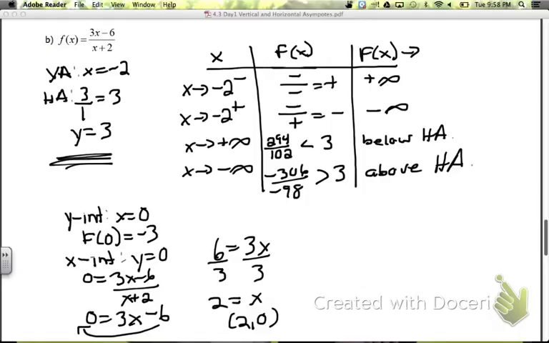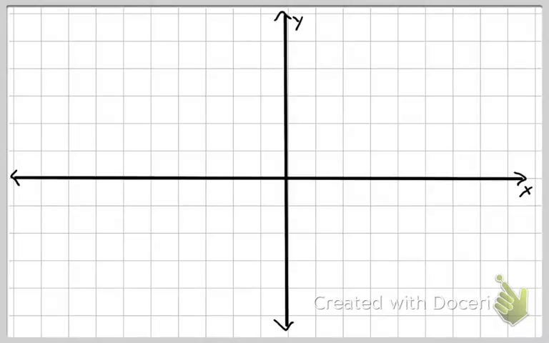So now I have enough information that we can go ahead and sketch. Our first step here is to graph our vertical and our horizontal asymptotes. So we have a vertical asymptote at -2. Make sure to label, so x equals -2, and we have a horizontal asymptote at +3. So y equals 3. Now we also want to plot our points, our x and y intercepts.